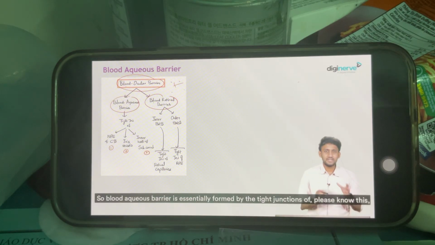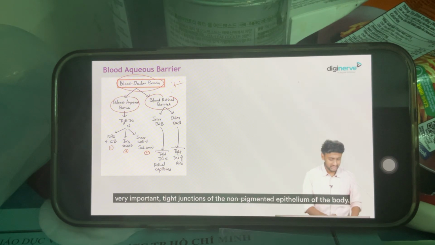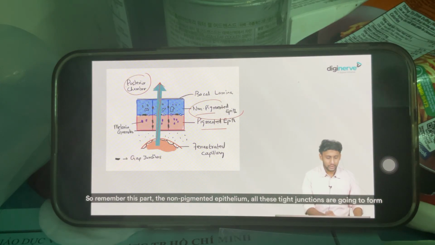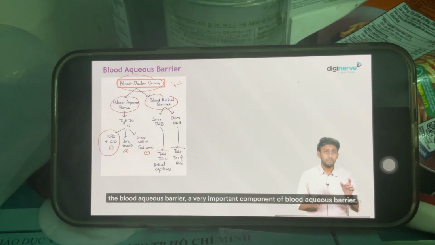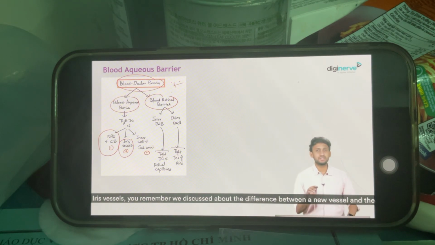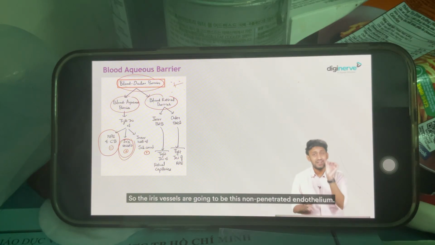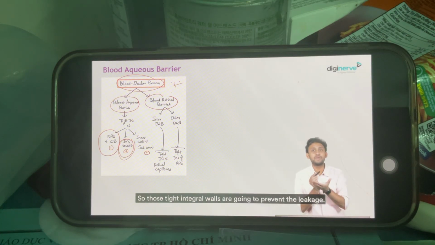So the blood-aqueous barrier is essentially formed by the tight junctions of, please note this, very important, the non-pigmented epithelium of the ciliary body. Remember this part? The non-pigmented epithelium, all these tight junctions form the blood-aqueous barrier, a very important component. Next, iris vessels. Remember we discussed the difference between the new vessels and the iris vessels. Iris vessels have tight junctions; they are non-fenestrated endothelium. Those tight walls are going to prevent leakage.